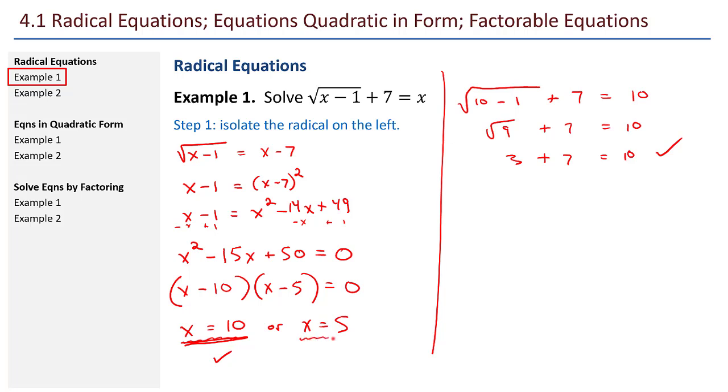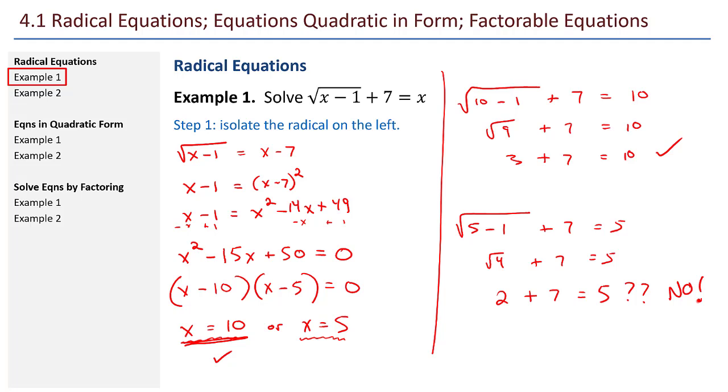What about 5? What happens if I try to plug 5 in there? Square root of 5 minus 1 plus 7 equals 5. So the square root of 4 plus 7 equals 5. So that's 2. 2 plus 7 equals 5. Wait a second. That is clearly not true. So 5 is not a solution.